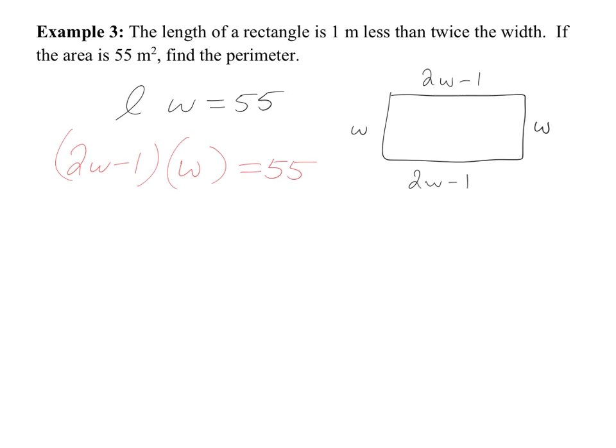If you want to write fewer statements, you can write let L equal 2W minus 1, and then replace L with 2W minus 1. It's the exact same thing. I'm just using the diagram on the right instead of let statements.